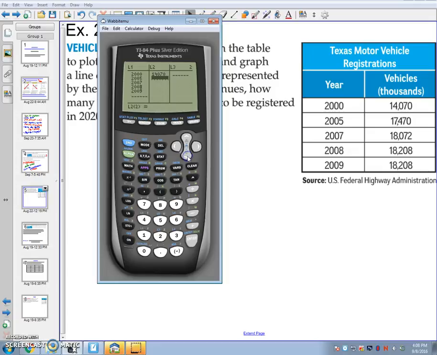14,070, 17,470, 18,072, 18,208, and 18,208.